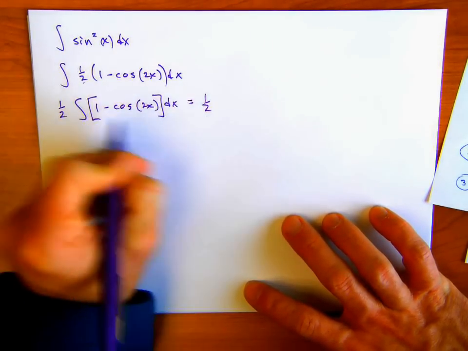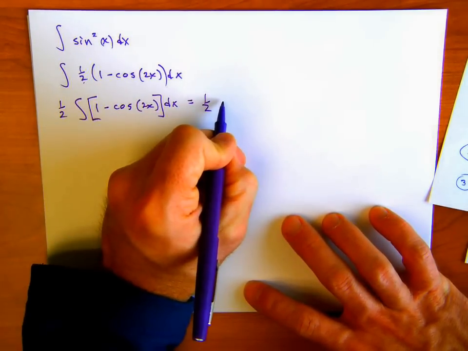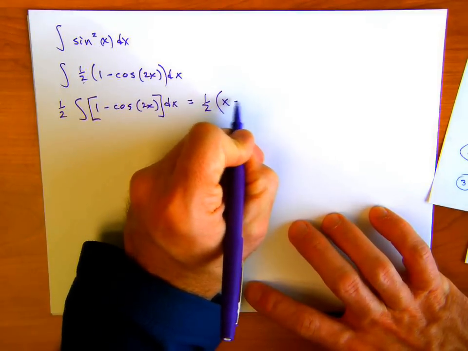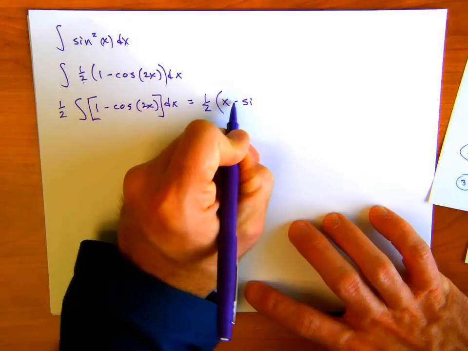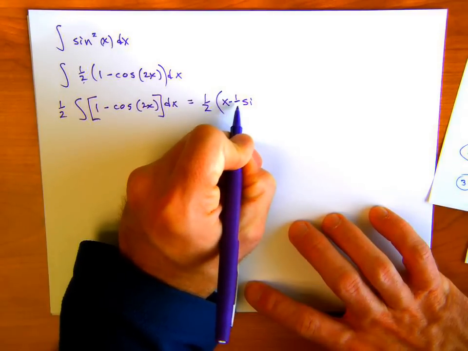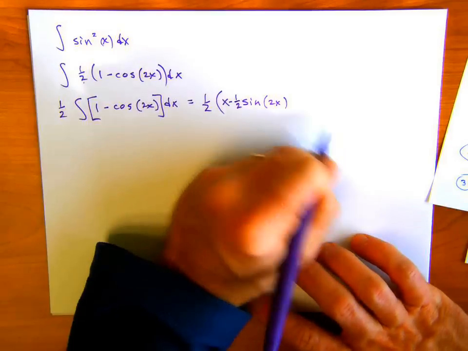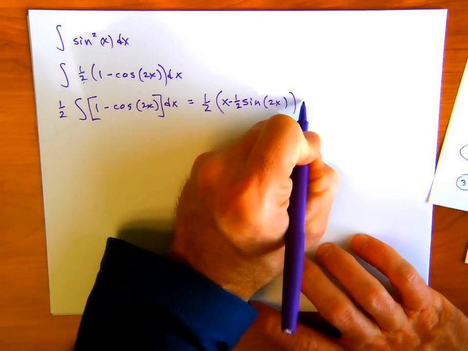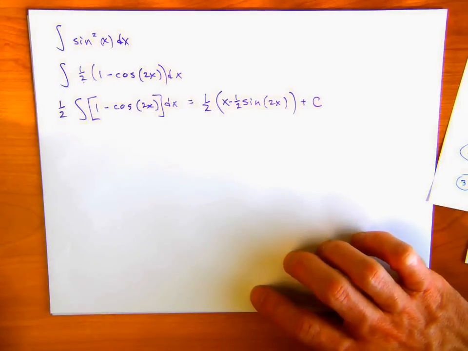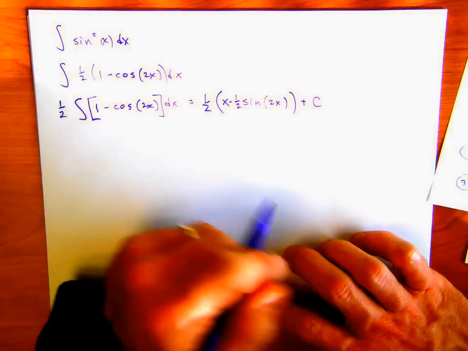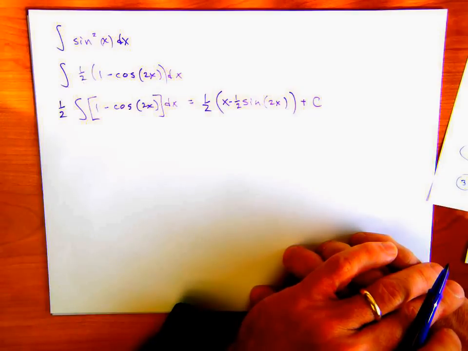So I've got this 1/2 out front, that becomes x, and we've already done this one today, so that's minus sine, minus 1/2, right? Sine of 2x plus c. All right, you could distribute the 1/2 if you wanted to, but this is fun.